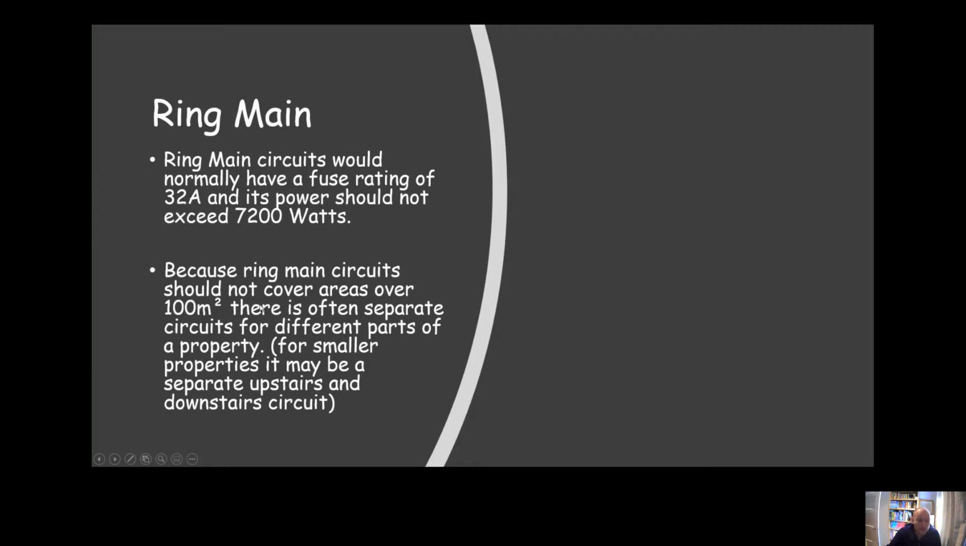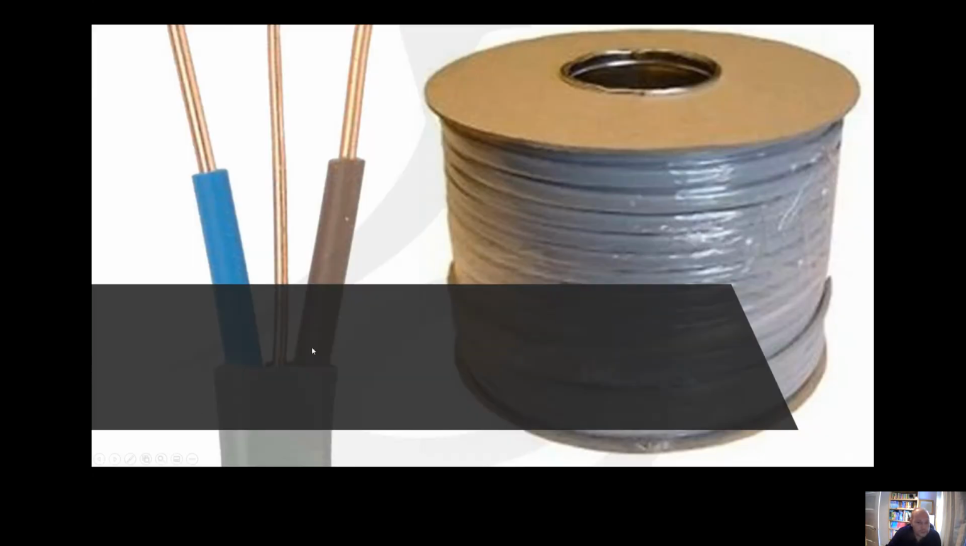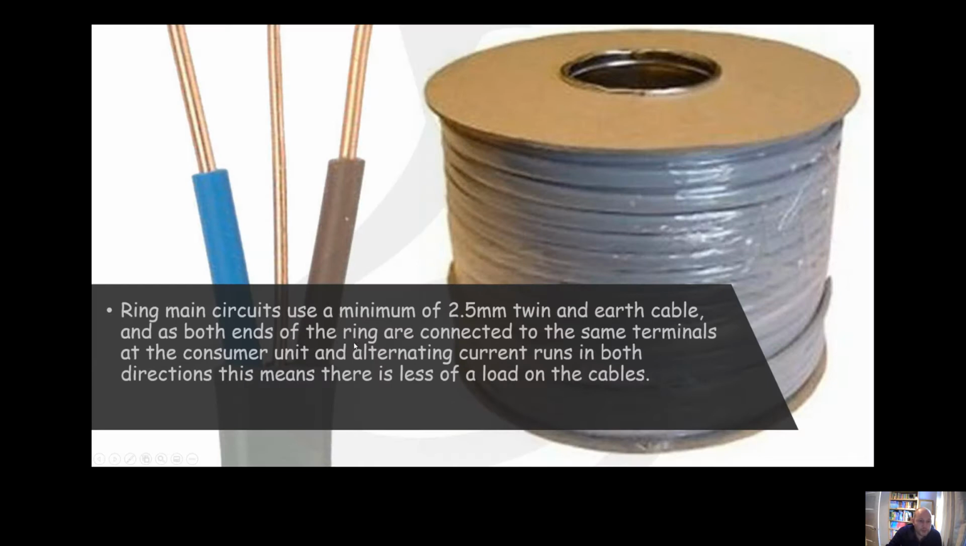And that's why, quite often, if a property has got more than one floor, you'd have a separate ring main circuit for the upstairs and for the downstairs, like you can see here. So sockets at the front, there's other sockets over here as well. There we go.